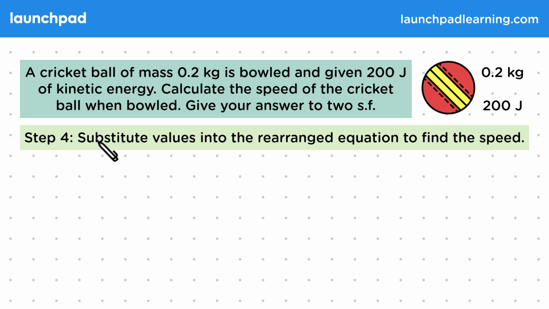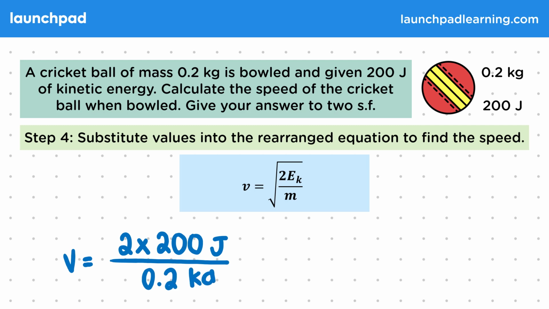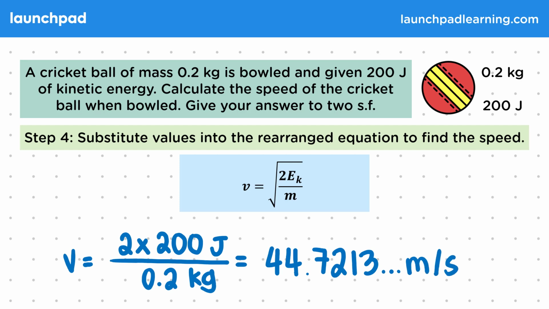For step 4, we want to substitute the values into the rearranged equation to find the speed. So v is equal to the square root of 2 times 200 joules divided by 0.2 kilograms, which equals 44.7213 meters per second.